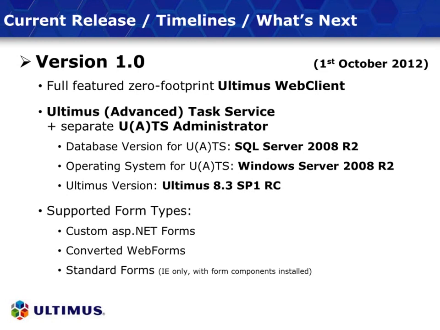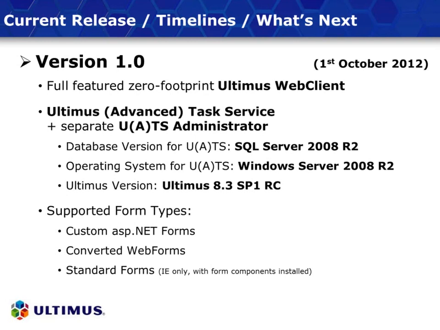And to run this Ultimus Advanced Task List, you need a Windows Server 2008 R2, and in the back a SQL Server 2008 R2. It runs at the moment against Ultimus 8.3 Service Pack 1. The release candidate for this is already available.